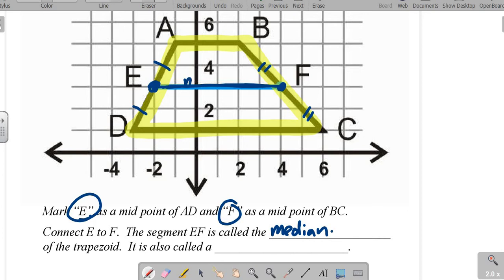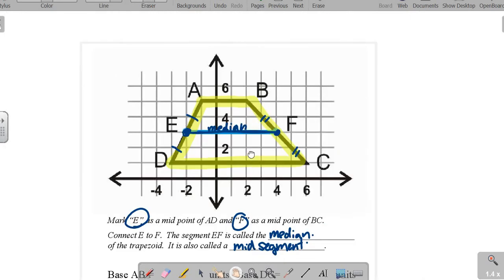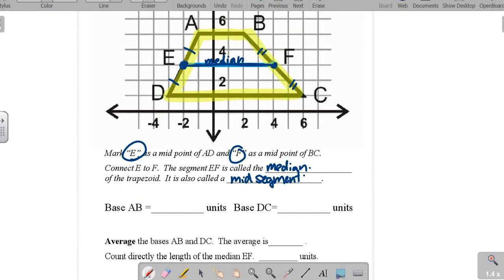The segment that connects the midpoints of the legs is called the median of a trapezoid. It's also called a midseg or midsegment. That median has a very specific property. Let's just bunny hop here. The base AB is 3 units. Let's bunny hop the base of DC.